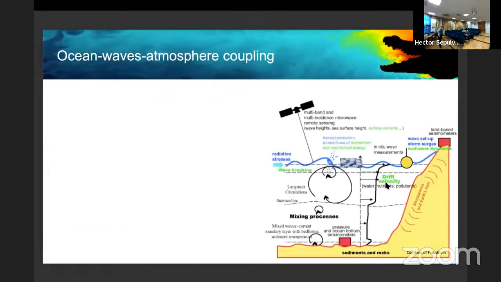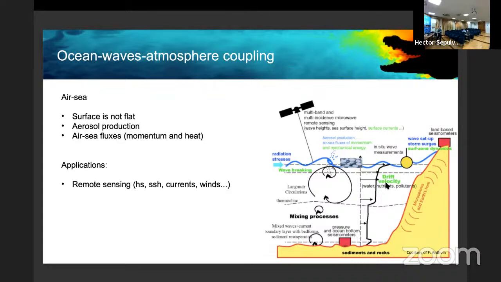So here is a schematic from Fabrice Ardhuin that illustrates all the processes around waves and what waves induce, both in the ocean, in the atmosphere, or even in the Earth's crust. There are many aspects where it could be useful to couple with waves. First, let's start with the air-sea interface. So basically with waves, the surface is not flat.